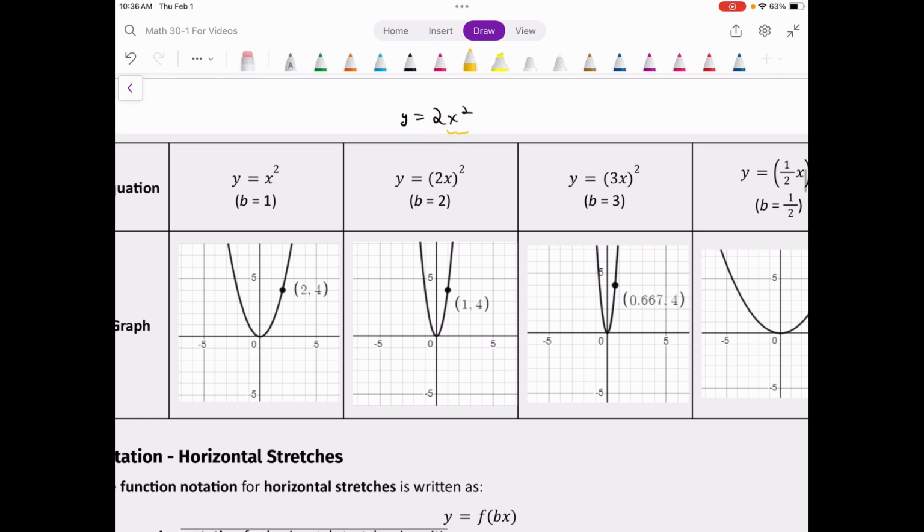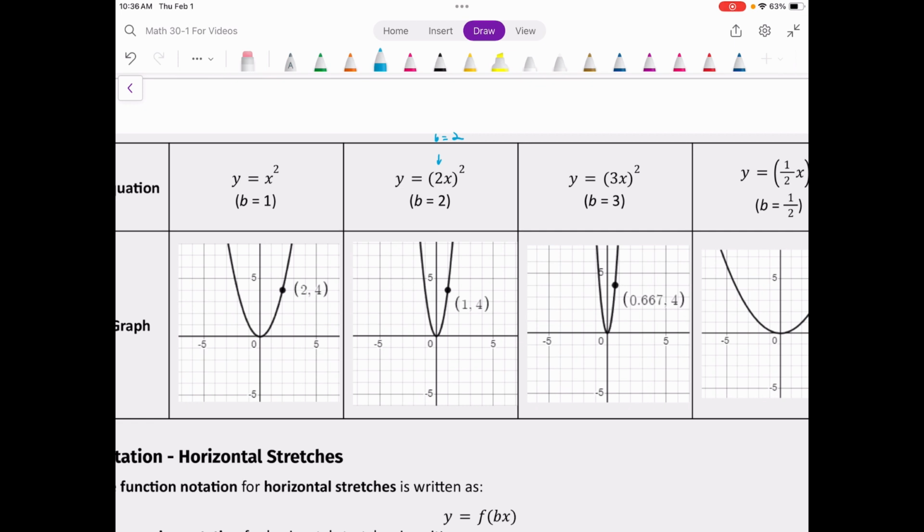Have you actually replaced x with some bx? And that is what we're doing here, right? It used to be y equals x squared. Now it's y equals 2x squared, right? So we can see that our b is 2, which means what are we going to multiply every x value by? We're going to multiply every x value by 1 over b.